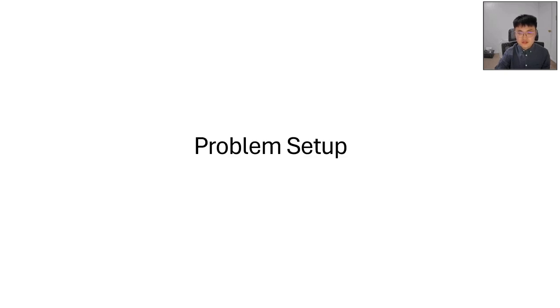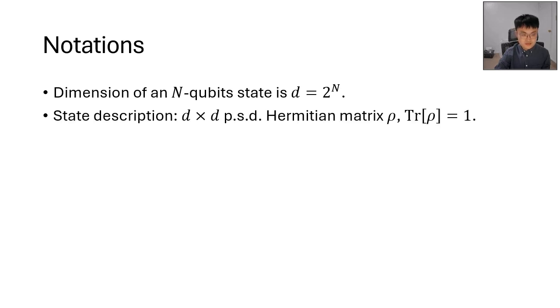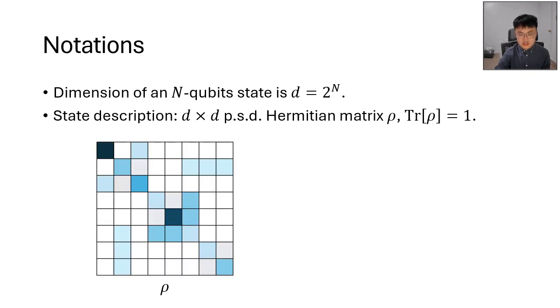So now I will describe the problem setup. So first, I will start with some notations. For an n-qubit state, we say that the dimensionality is 2 to the n, which is denoted by d. And in general, a quantum state can be described by a d by d positive semi-definite Hermitian matrix with trace of 1. So this is an illustration.